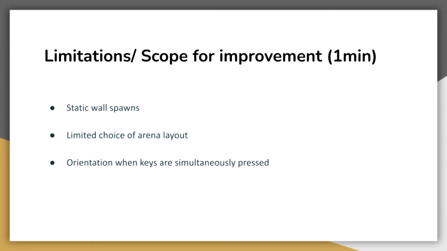Lastly, there's a visual bug when keys are simultaneously pressed. If the player is moving left, using the left arrow key, and simultaneously pressing the up or down button, the tank will remain in the up or down orientation. To fix this, the affected player must release the key that moves left and press it again.